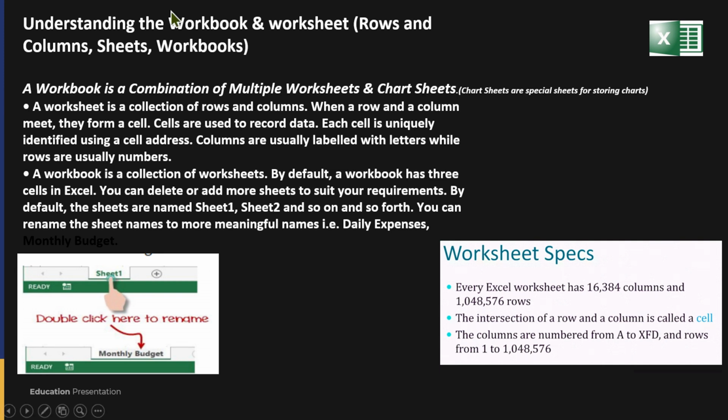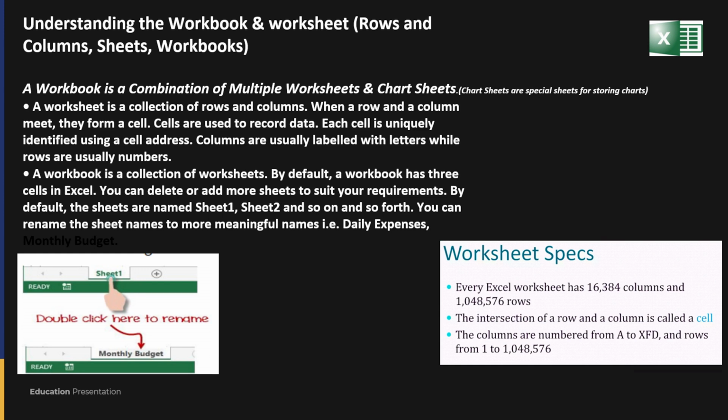A workbook is a combination of worksheets. Okay, so if I have multiple worksheets, it's called a workbook. So if my Excel file consists of sheet 1, sheet 2, sheet 3, sheet 4, it's a workbook. Okay, by default, a workbook has three worksheets. Now, you can delete and add sheets to suit your requirement.